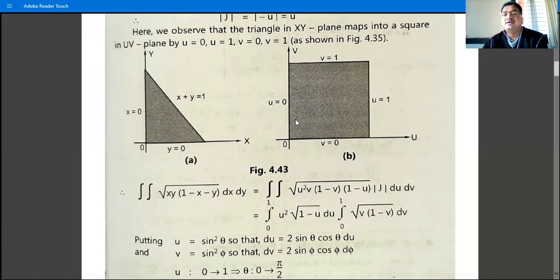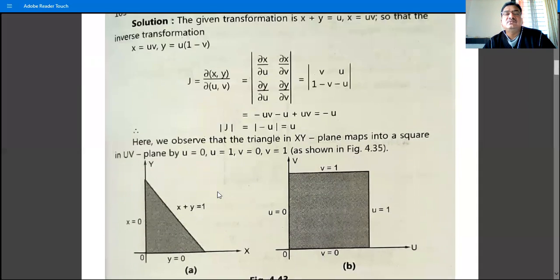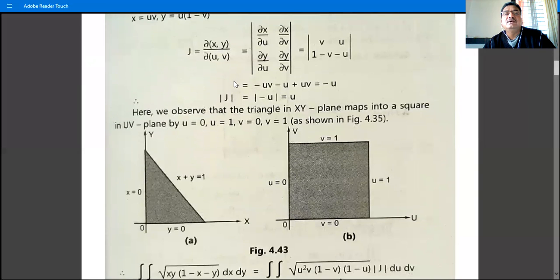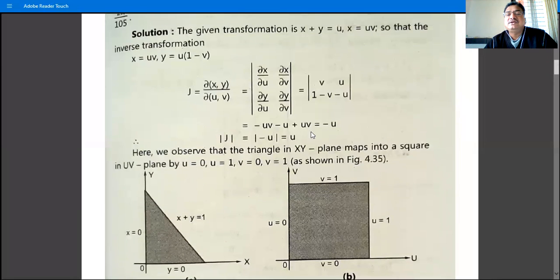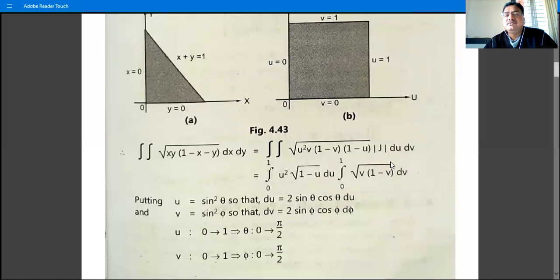It is now very easy. Suppose we have to integrate with respect to u first. Then what is the function? We have to integrate this function. Write x as u times v, y as u(1 - v), and simplify this. The integrand is converted to this, and dx dy is converted to mod J du dv. So mod J is u, so write that value as u.